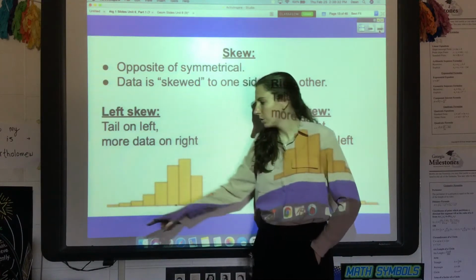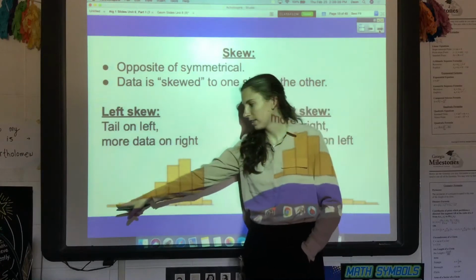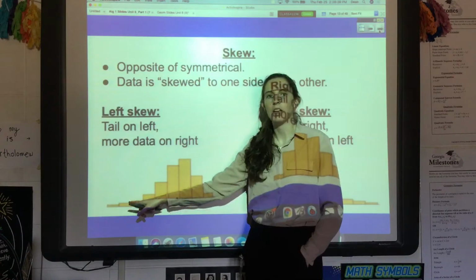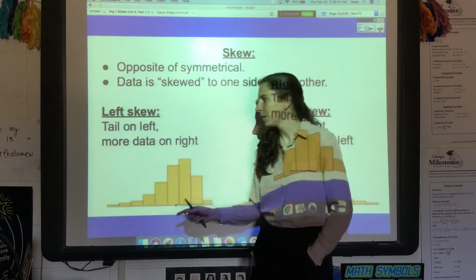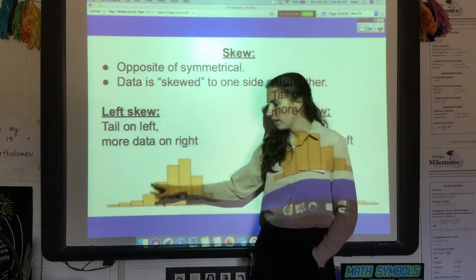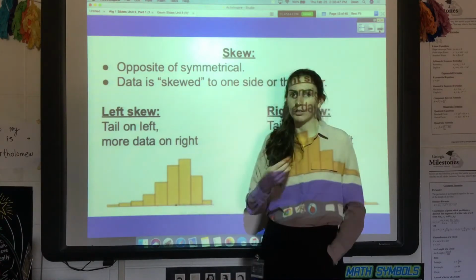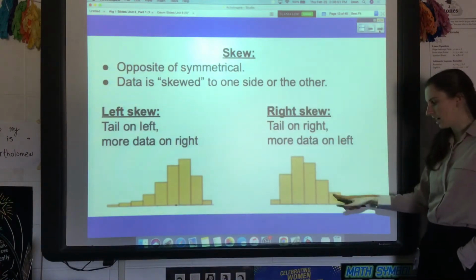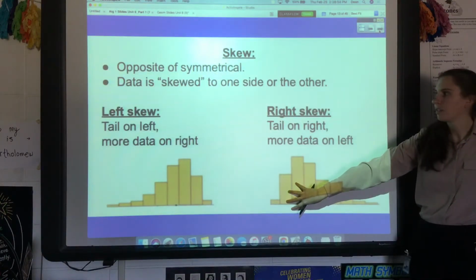Sometimes this is called the tail because it kind of looks like a tail. You've got a few data points straggling over here on the low end, maybe even some outliers. So this is called skewed left because the tail is on the left. Most of the data is actually on the right. This one is called skewed right because the tail is on the right. Most of the data is on the left.